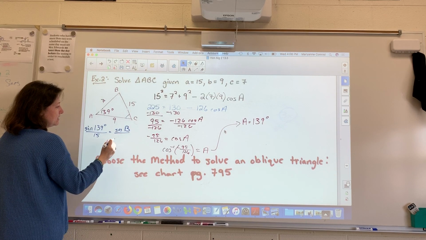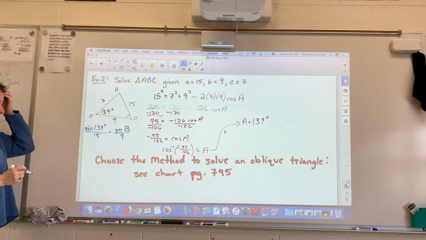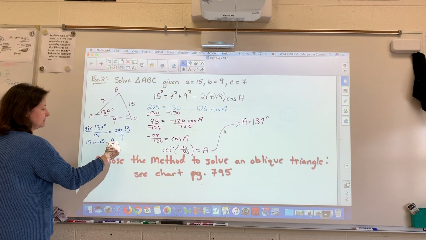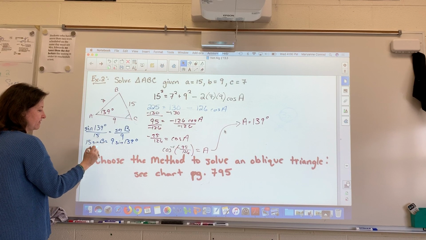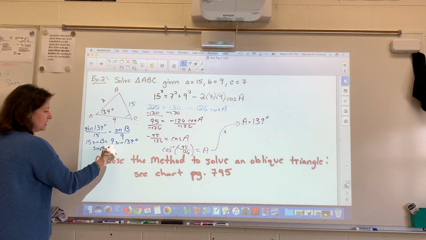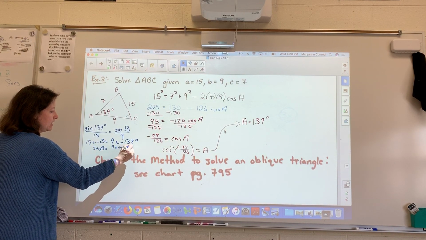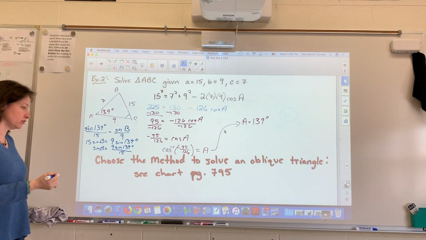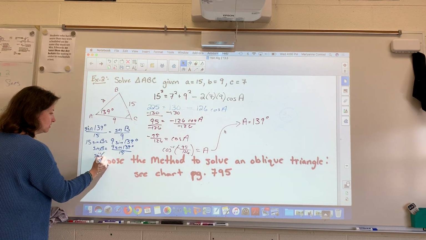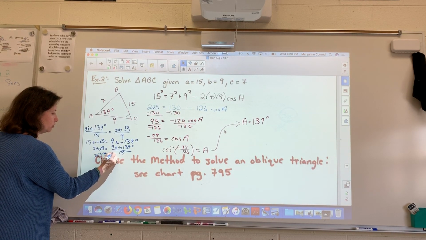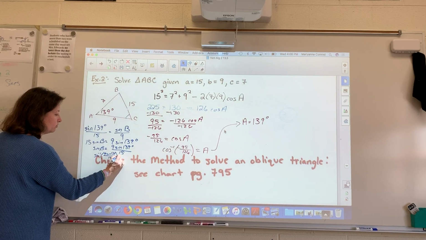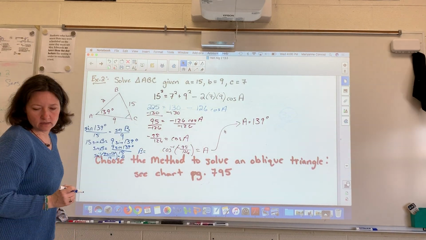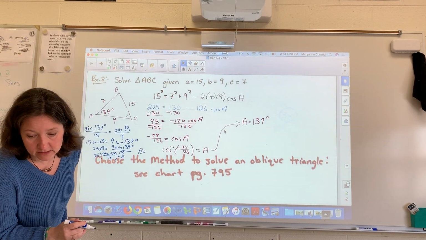So angle B is to 9. So you would cross multiply: 15 sine B equals 9 sine 139. Divide by 15, so sine B equals 9 sine 139 over 15. And then how do you put that in your calculator? You use the inverse button. So sine inverse of all of this. Make sure you're in degree mode for all of these triangle problems. And angle B comes out to be 23 degrees according to the book.